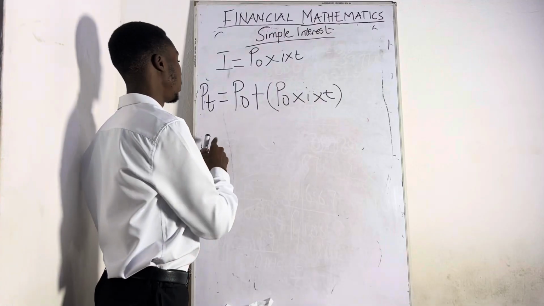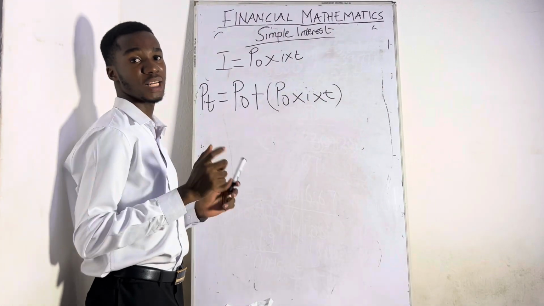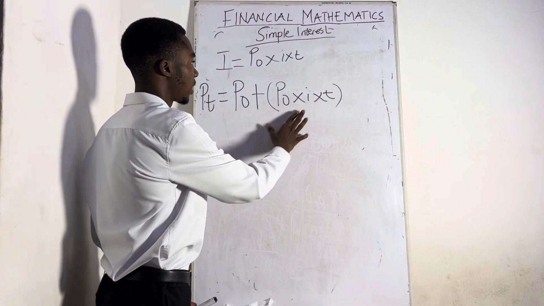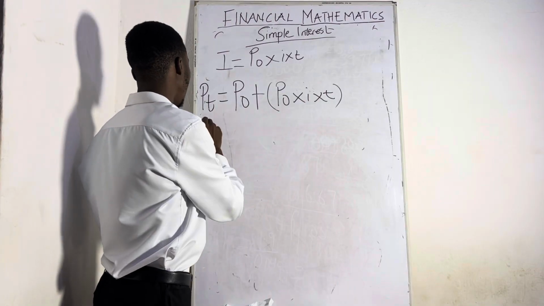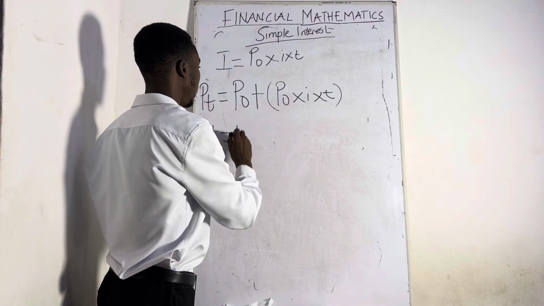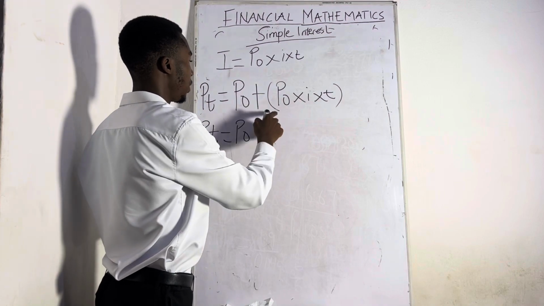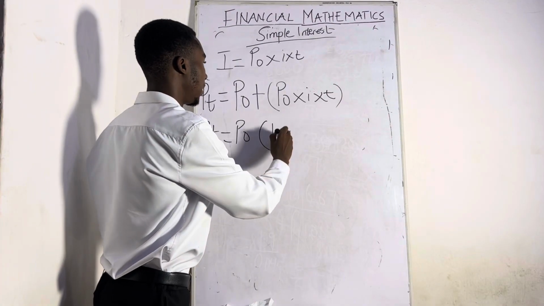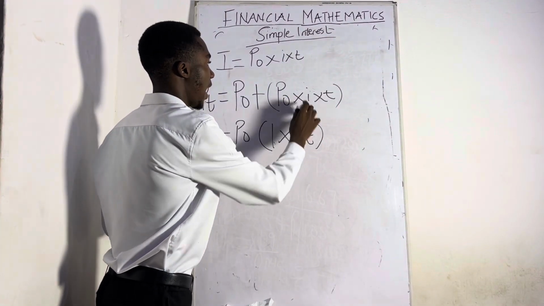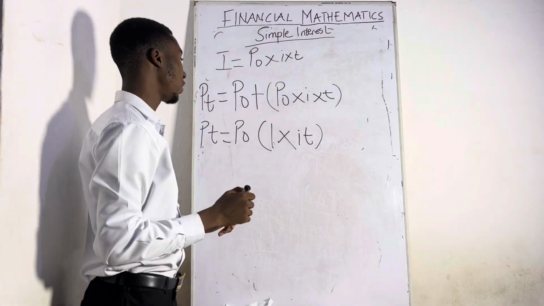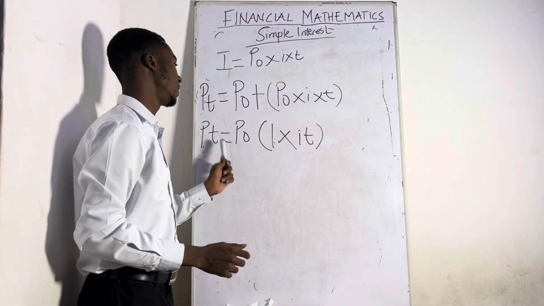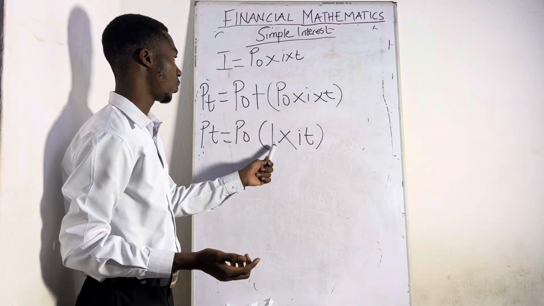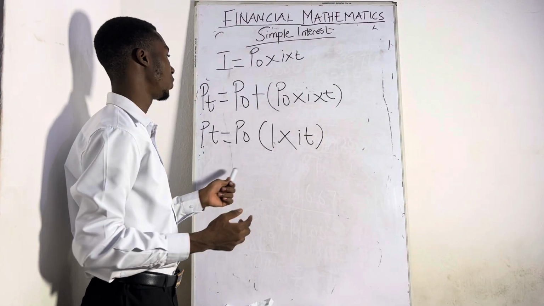So now that we know that PT, which is our final value or the future value or the amount of money I'm going to get at the end of a period, is equal to P0 plus, in brackets, P0 times I times T, we can simplify it. So our PT will be equal to P0 into brackets 1, because P0 is already here. You get it? Because you are just factorizing. So 1 plus I times T, which is IT. So the formula for the future value, which is PT, is P0 into brackets 1 plus IT. We just factorized. P0 times 1 is the same as P0. So that's how we came about this.